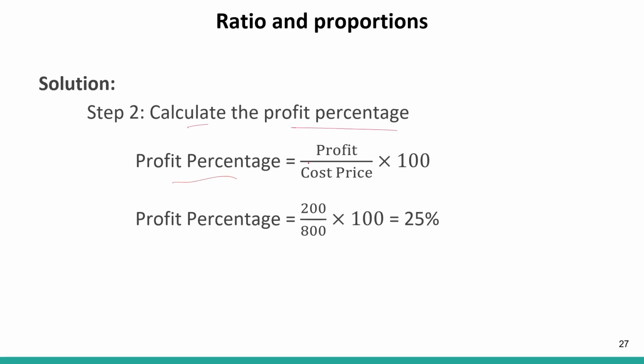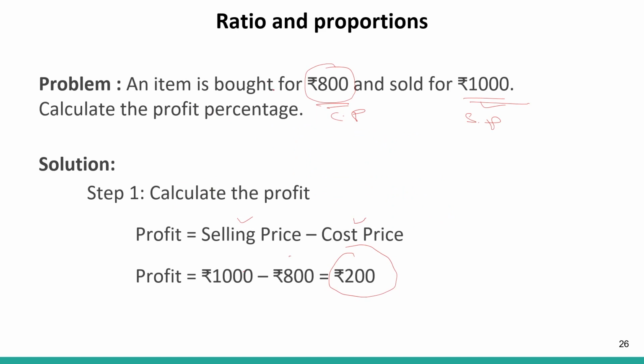So profit percentage is equal to what? Profit by cost price. Profit we just evaluated as 200 and cost price we all know is 800. So how much will it be? It will be 1 by 4. So 1 by 4 into 100 is equal to what? 25. So 25% is the profit percentage. So basically, if an item is bought for 800 and sold for 1000, then the profit percentage will be 25%.